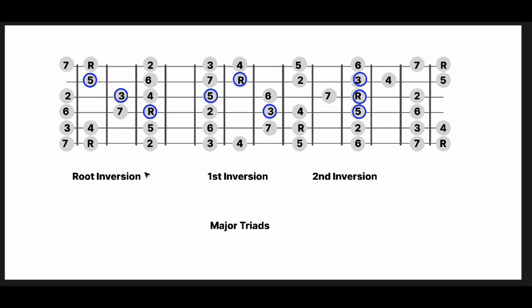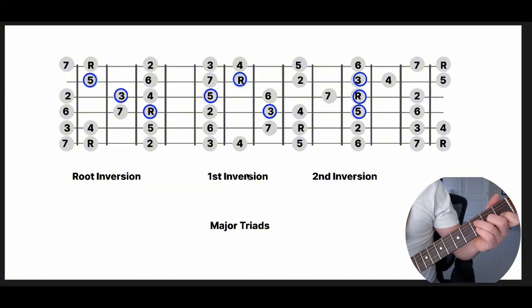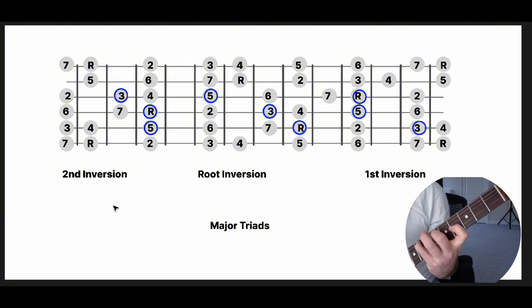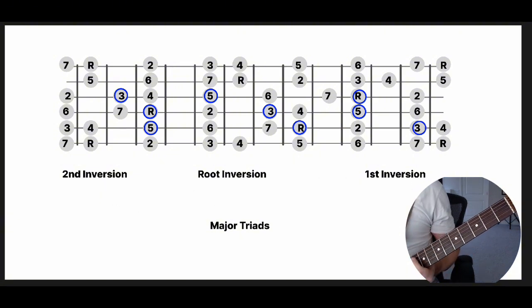So going to the next string set, if we just repeated the same process, here we have a root inversion, root 3 5, first inversion, 3 5 root, second inversion, 5 root 3. These are in the same order again, the notes are in the same order. We're just doing it on the string set of strings 2, 3, and 4. Next string set, second inversion, 5 root 3, root 3 5, 3 5 root. We have second inversion, root inversion, first inversion. If we kept going, we'd have second again, then root, then first, and so on.